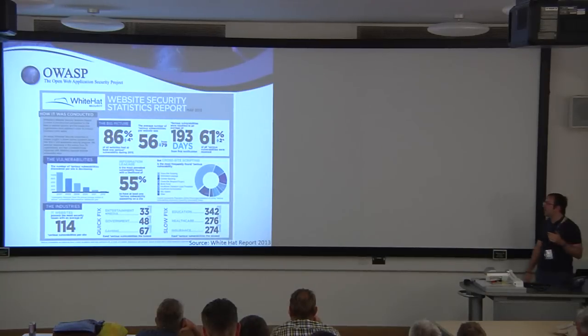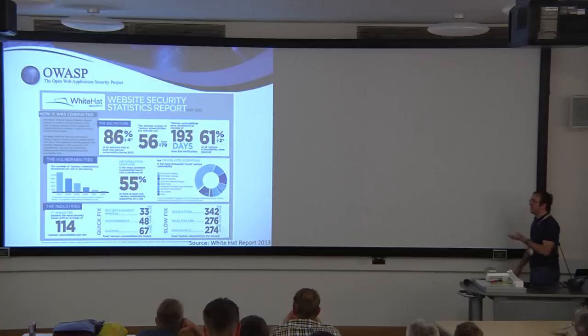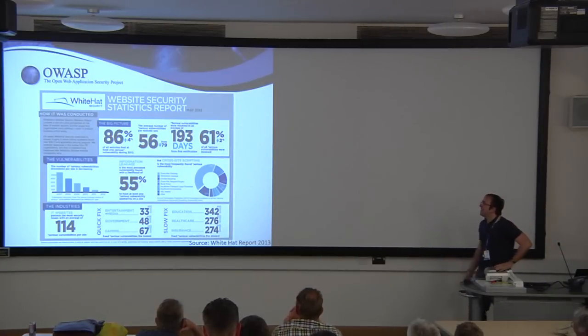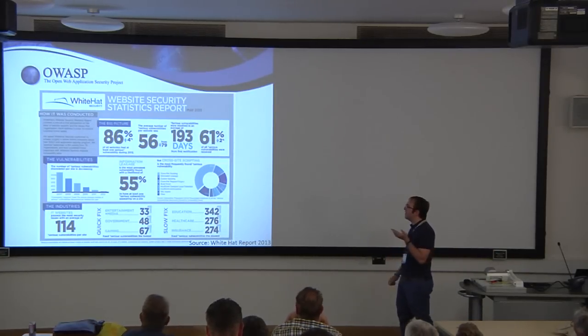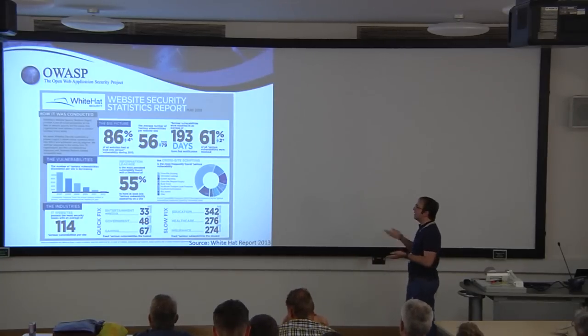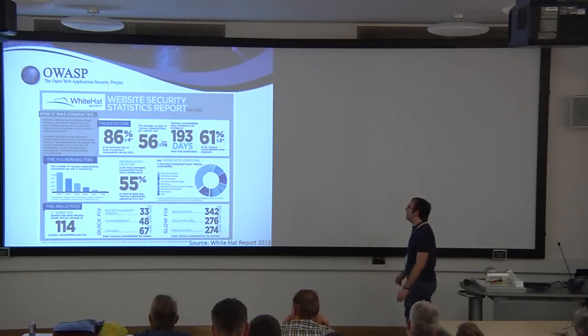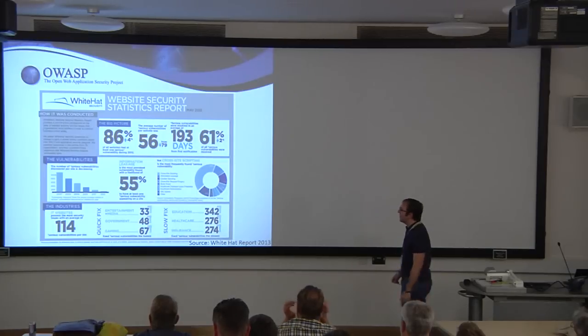This was a report from WhiteHat in 2013. I didn't do the 2014 because I didn't want to pay the money, but you can buy it. I don't know how they actually measured these percentages, but they were quite interesting. The big picture is that 86% of all websites were compromised, with an increase of 4% from the last year. There were 56 of these websites with serious vulnerabilities. Just some interesting numbers.